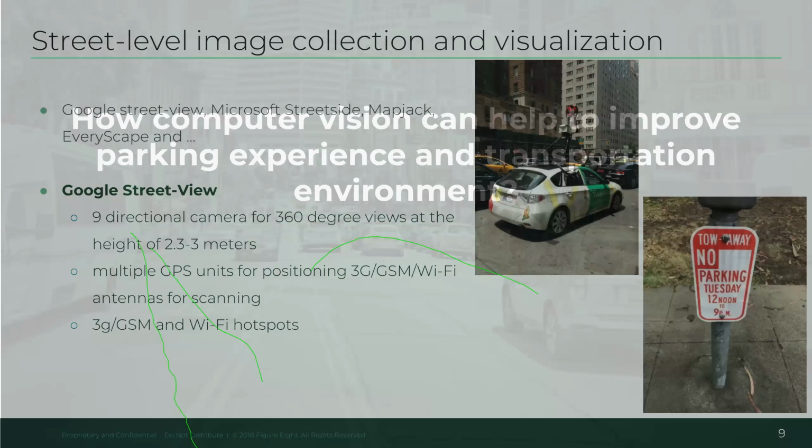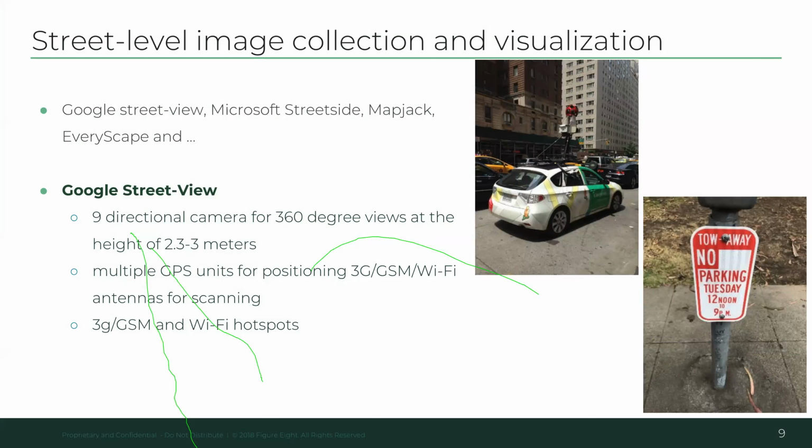There are multiple publicly available street view imagery datasets like Google Street View, Microsoft StreetSide, MapJack, Everyscape. So we select the Google Street View imagery. They use a 9-direction camera for a 360-degree view at a height of 2.5 to 2.8 or 3 meters. They use multiple GPS units for positioning, and 3G, GSM, and Wi-Fi antennas for scanning. They also use 3G and GSM for hotspot. They collect all this information and pack it together in their database, so we can query and access it. It's publicly available.